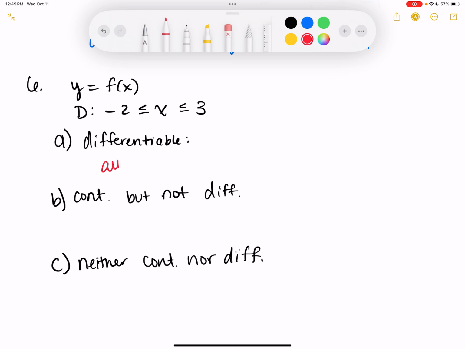So at all points in the interval -2 to 3, and including because we have the closed circles on the ends of it. And then basically, is there anywhere that it's continuous but not differentiable? Well, we've said it's differentiable all the way. So basically, there are none, and then neither continuous nor differentiable. Since we've said that on the entire domain it is differentiable, obviously that has to be none as well.